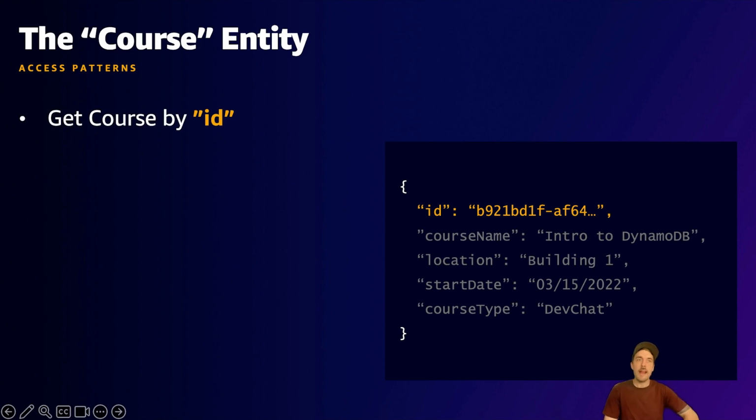So what access patterns does this get us out of the box? Well, it really just gets us one, and it's get course by ID. So we have to know the ID, and then we can grab it, sure. But what if we want to grab other things? Well, it gets really hard because we have to know the ID. So a lot of people just scan the table, and that's how they get all of the IDs. Scanning is a very expensive operation.